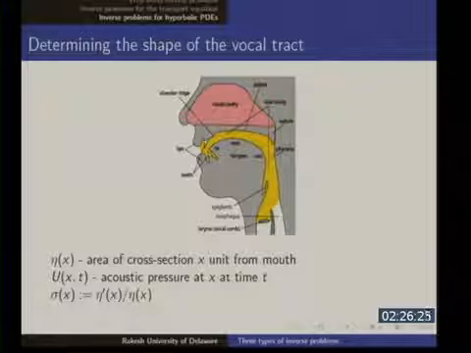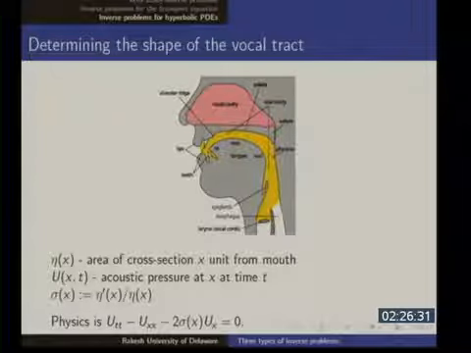All right? So what's the physics? What's the connection between the area of the cross-section and the air pressure? The physics is the wave equation.